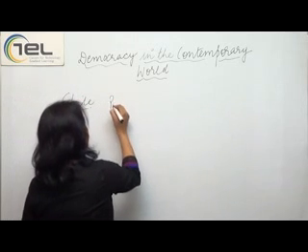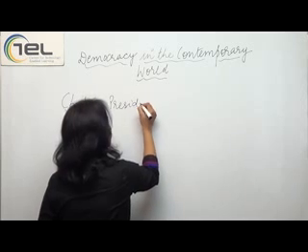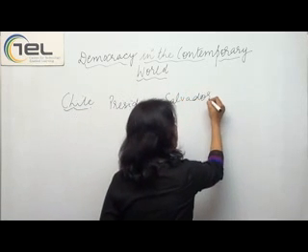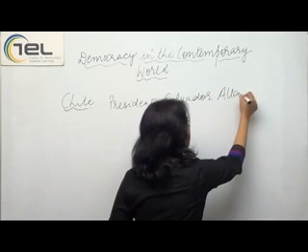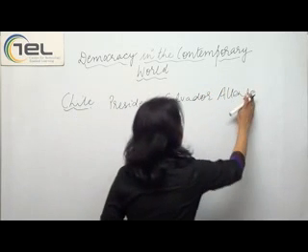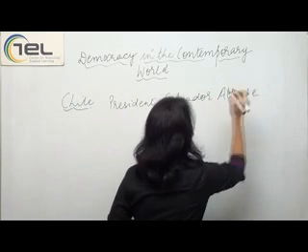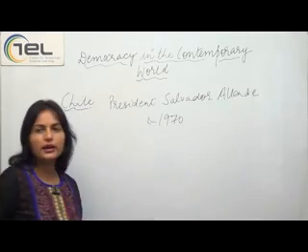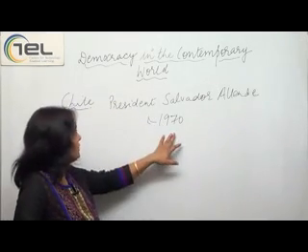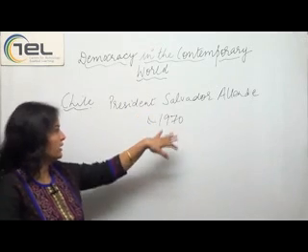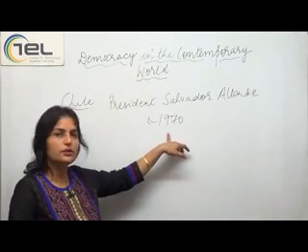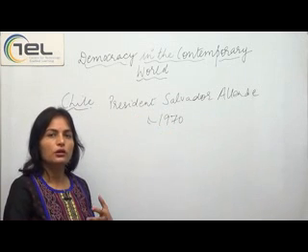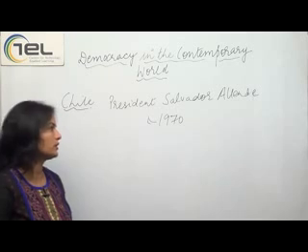In Chile, President Salvador Allende was elected president, was a democratically elected president way back in 1970. This President Salvador Allende was elected the president of Chile by the people. People elected him through elections, through the process of elections.